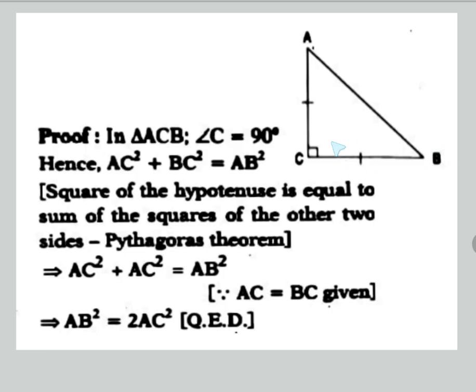From ABC, angle C is 90 degrees, we know that AB square, the square of the hypotenuse, is equal to the sum of the squares of the other two sides. That is Pythagoras theorem. Then we can write BC equal to AC. Substitute the value BC equal to AC because it is an isosceles triangle, that AC square plus AC square is equal to AB square. Then AB square equal to 2AC square.